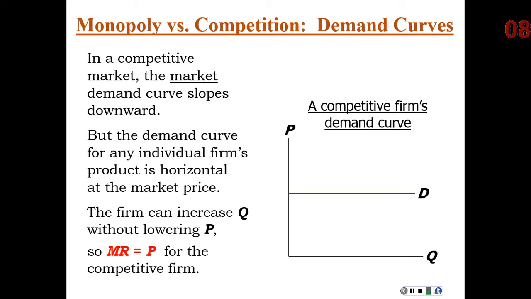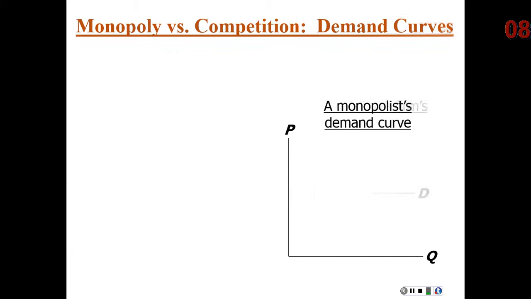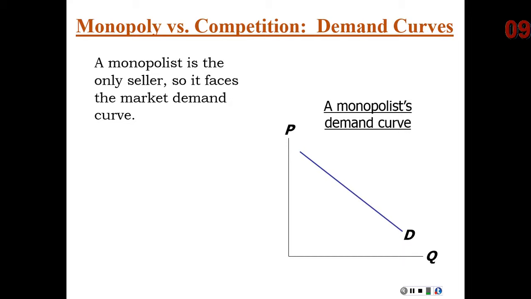That's not going to be true for a monopoly. A monopoly is the only game in town, and so when they increase output, that's going to lower the price because of the law of demand. When they decrease output, that's going to raise the price because of the law of demand and because there's a relationship there. And so the monopolist demand curve is really going to be the market demand curve, which, remember, we said was downward sloping, because of the law of demand.